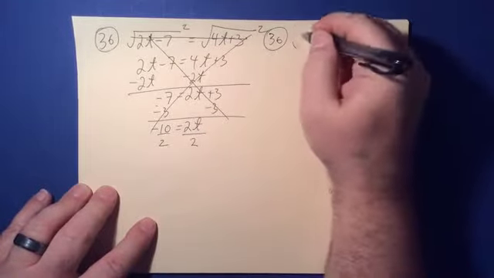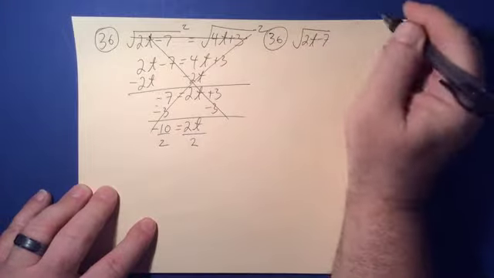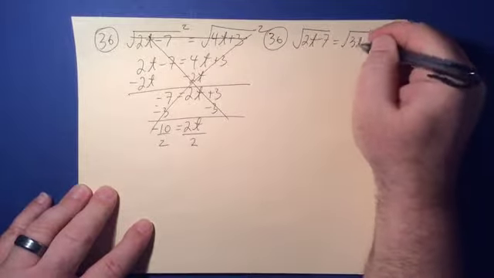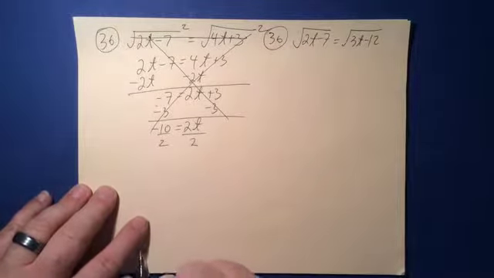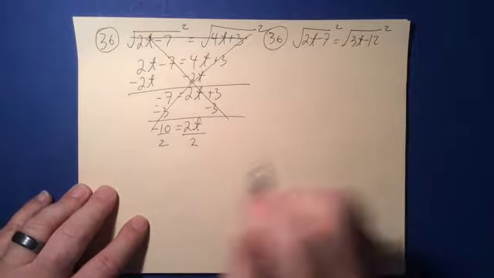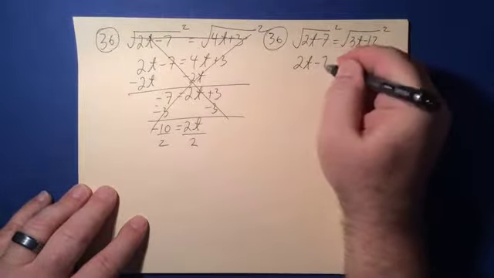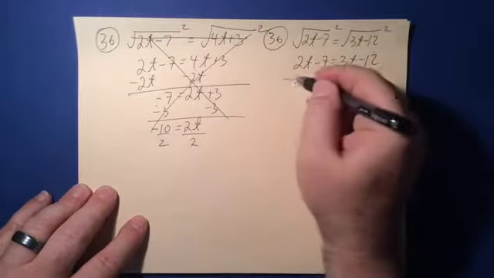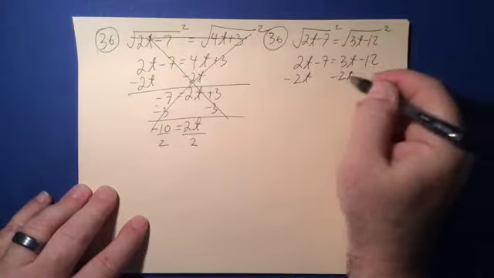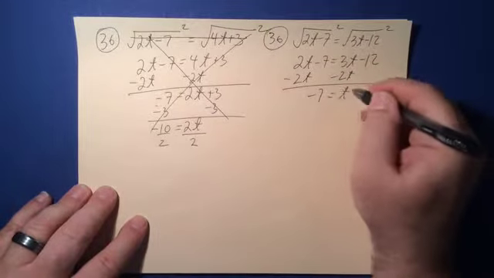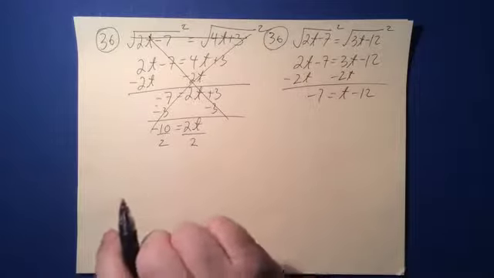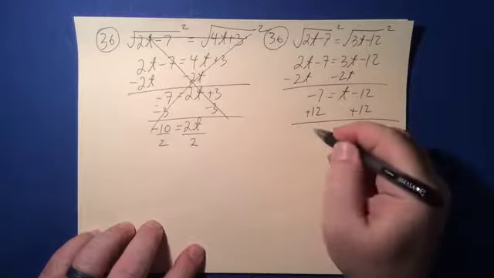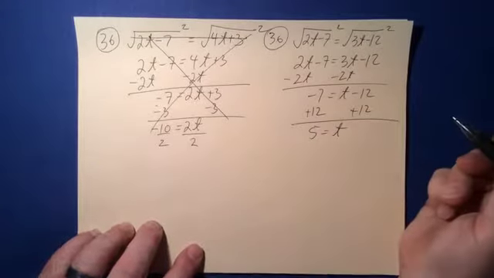36 is going to be the square root of 2t minus 7 equals the square root of 3t minus 12. Let's see what happens with this. The principle is the same again. We're going to square both sides to get 2t minus 7 equals 3t minus 12. I'll subtract 2t from both sides to get negative 7 equals t minus 12. Then I add 12 to both sides, and I get 5 is equal to t.